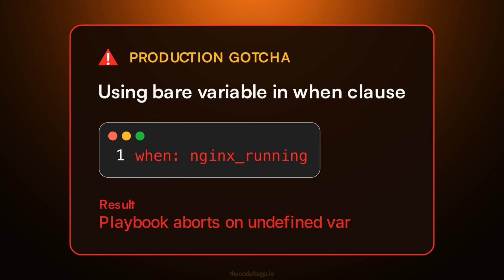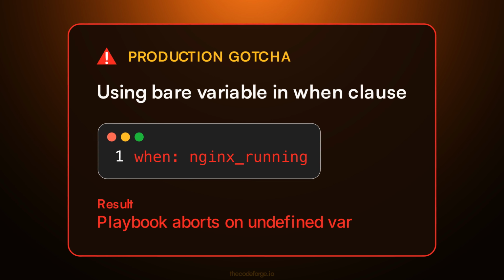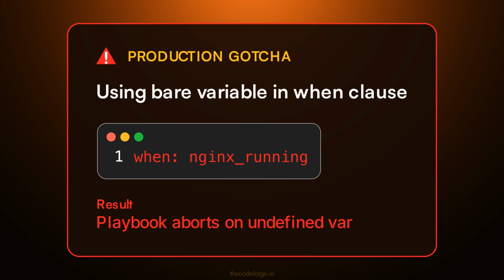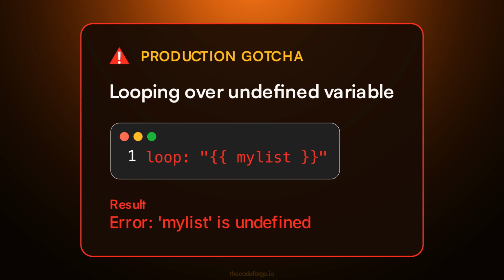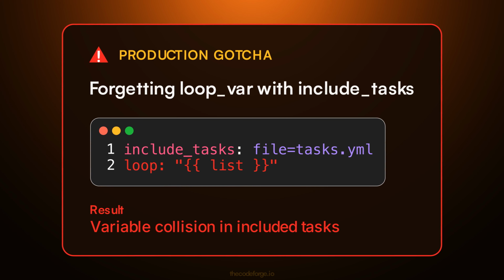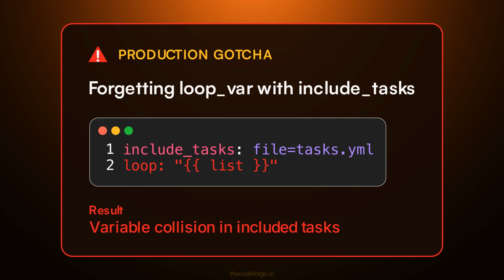This was the exact line that caused the outage. A bare variable in when fails if the variable is undefined. Always use is defined or default. If mylist is undefined, the loop fails. Always default to an empty list: loop: "{{ mylist | default([]) }}". When using include_tasks in a loop, the inner tasks overwrite the outer item variable. Use loop_control with loop_var: myitem and reference myitem in the included file.